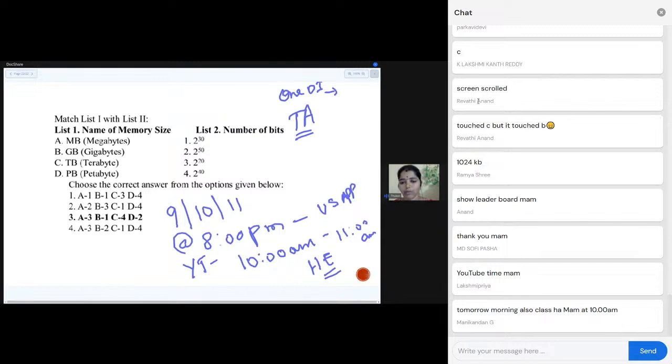So the YouTube session will be on the concepts, and the app classes will be with your PYQs. I'll also go along with the teaching aptitude, because tomorrow we are going to have the teaching aptitude, so it will be easy for you to have the concept here and go with the PYQs there. So on the 9th, 10th, and 11th, we're going to have a free class for all the learners.